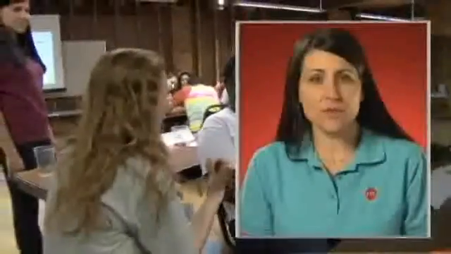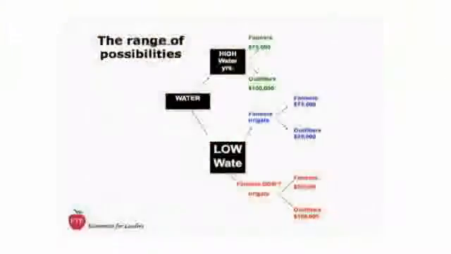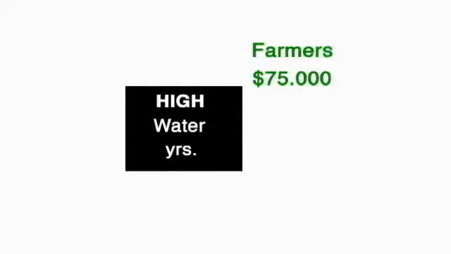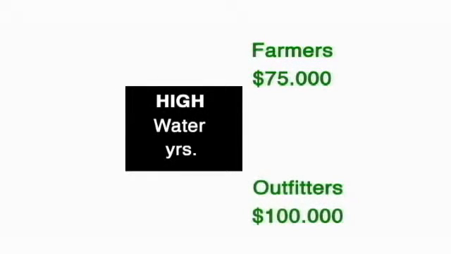There are many possible solutions to this activity. Use the decision tree to help them visualize the range of possible solutions that you cannot improve upon. Look at this slide up here. We're either going to have a high water year or a low water year. In a high water year, the farmers are going to make $75,000 and the outfitters are going to make $100,000.